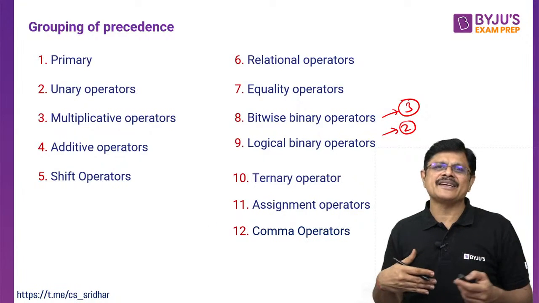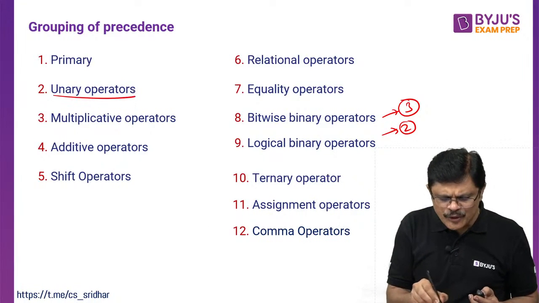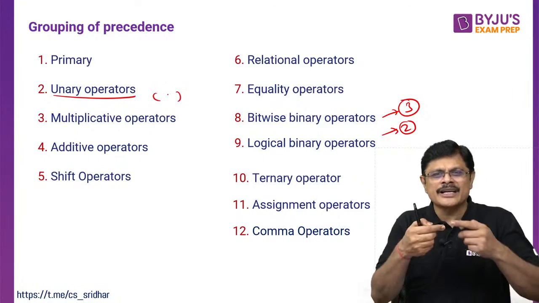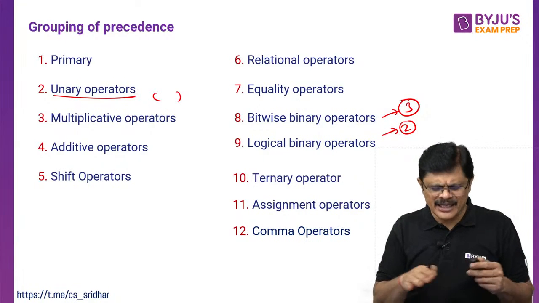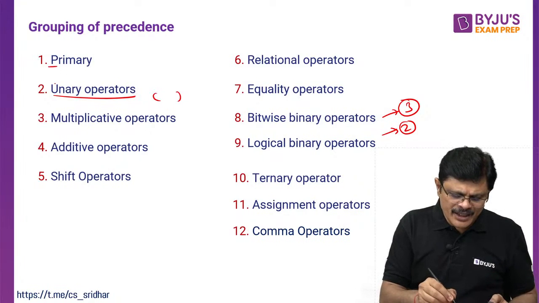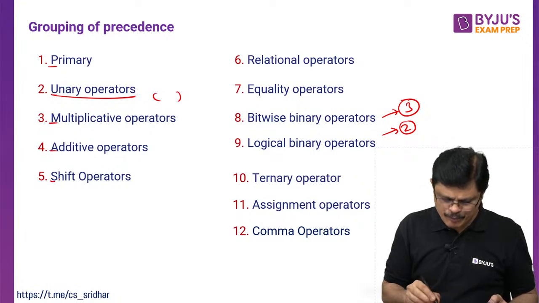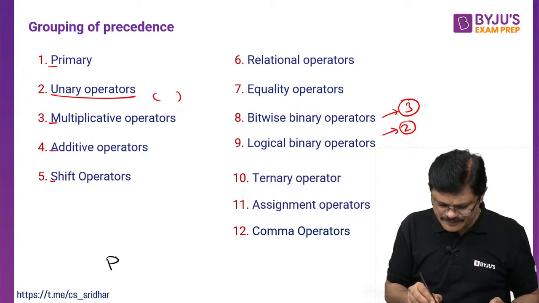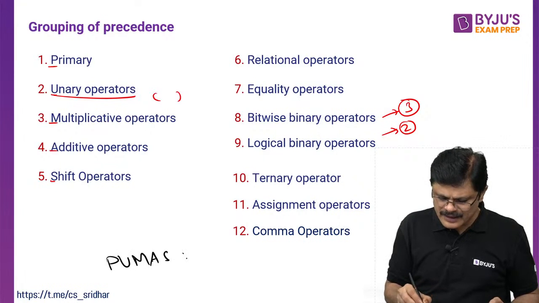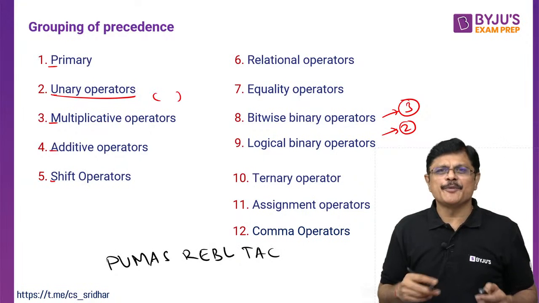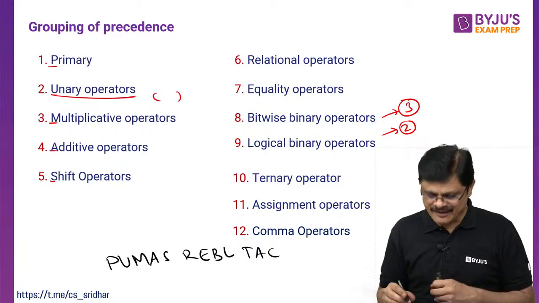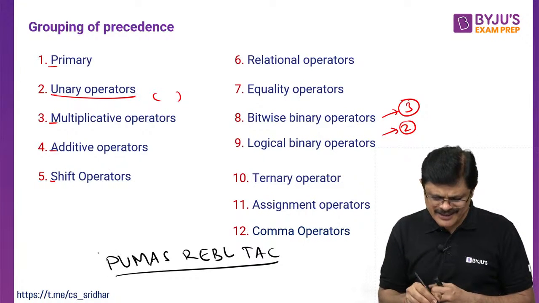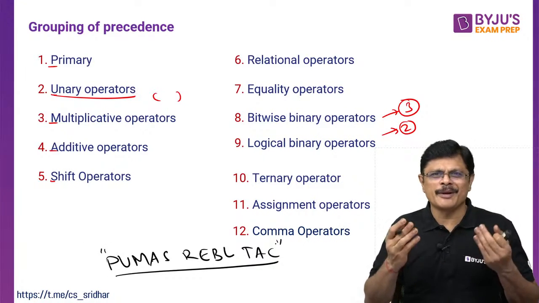Some people categorize them as 15, and actually in the unary also, casting is considered as a separate level. In that case, we get 16 different levels, sir. But generally people try to remember PUMAS, Pumas, REBEL or REBEL, TAC. See, Puma is a kind of cat which is rebellious, so that's why we write TAC for that. That is how people try to remember, sir. See how you try to remember, it's your headache.